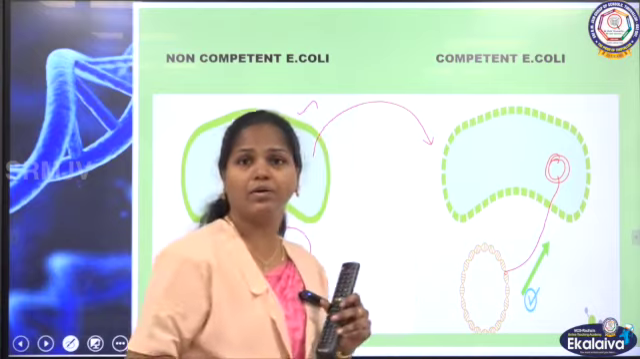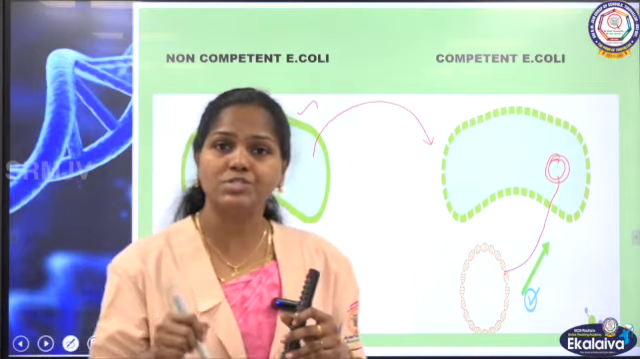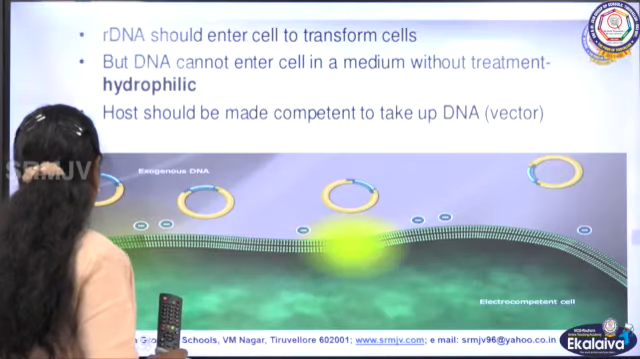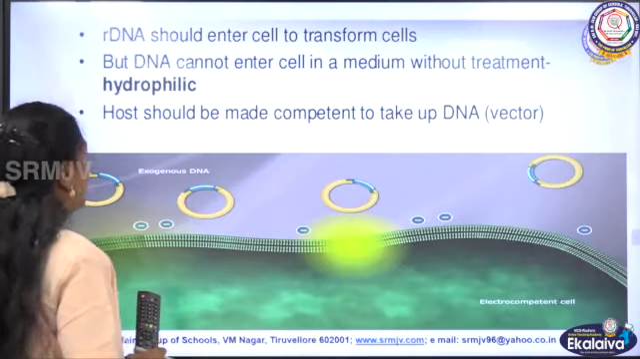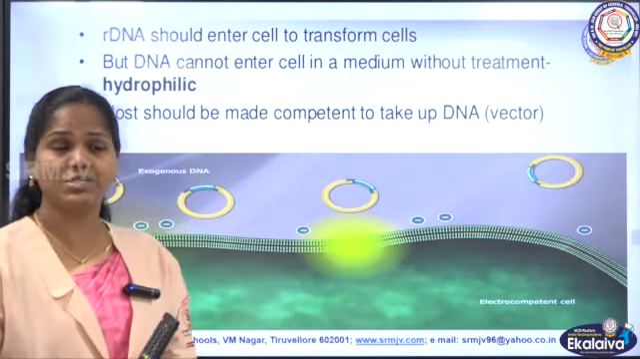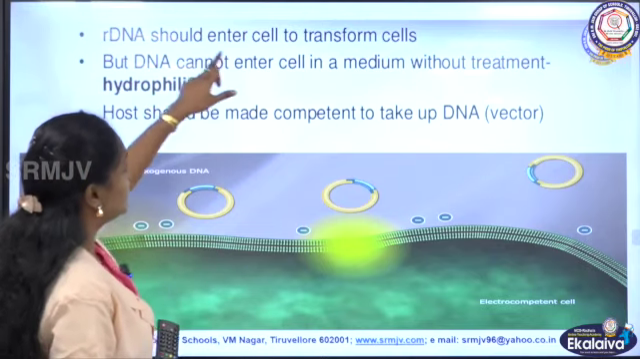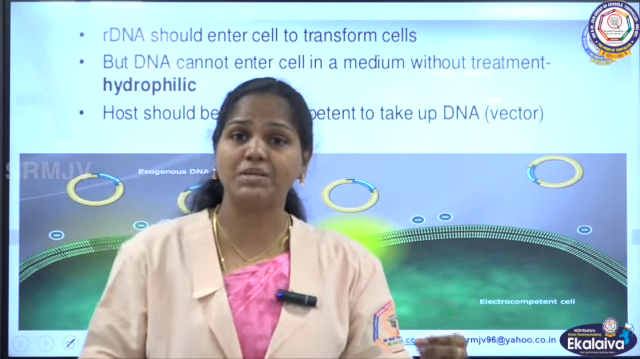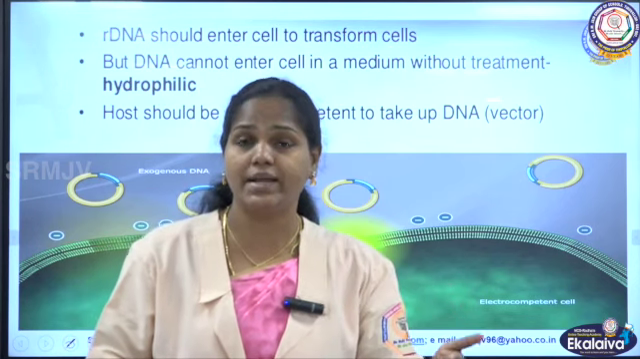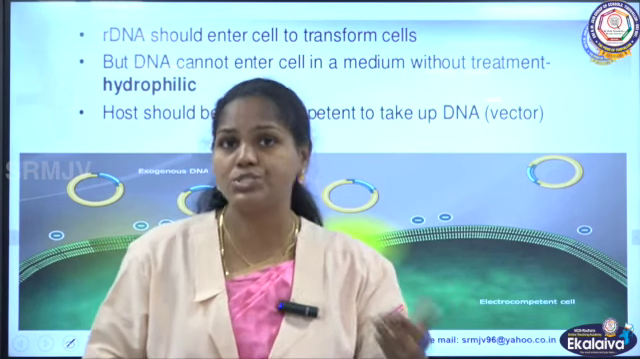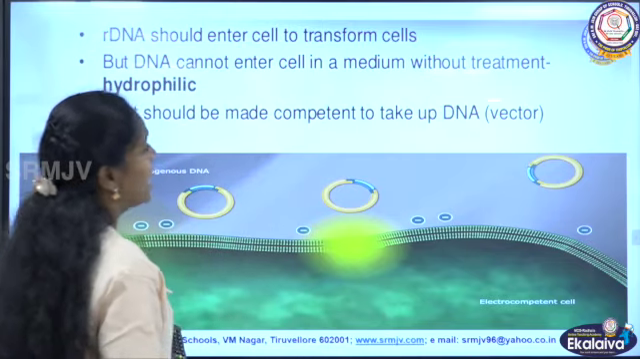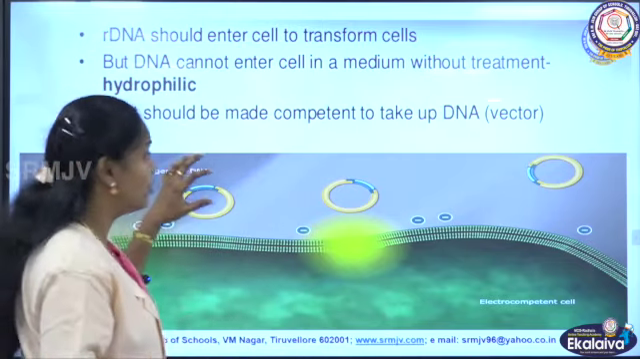Today we are going to see how to make our host competent. And what is the necessity to make our host competent? rDNA should enter the cell to transform the cell. Transformation is nothing but the entry of rDNA into the bacteria, into the host cell. So for that transformation to take place, rDNA should enter our host cell.